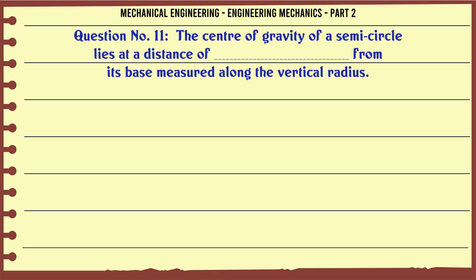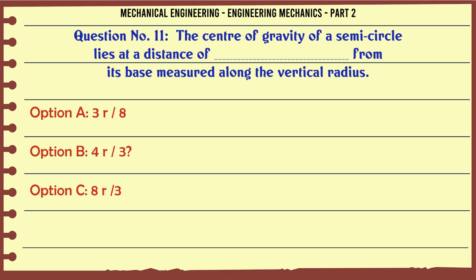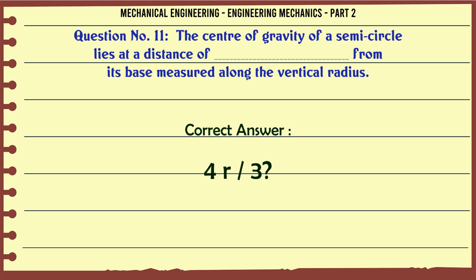The center of gravity of a semicircle lies at a distance of from its base measured along the vertical radius. A. 3r/8, B. 4r/3π, C. 8r/3π, D. 3r/4. The correct answer is 4r/3π.